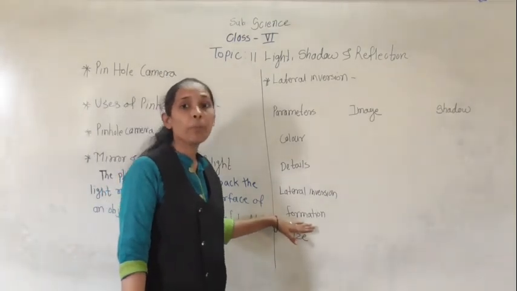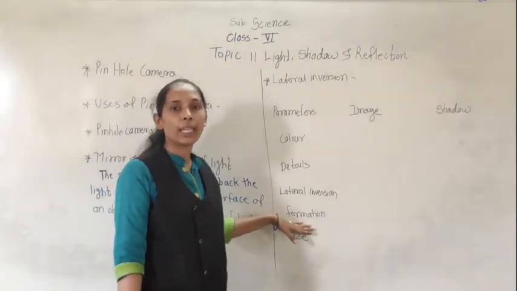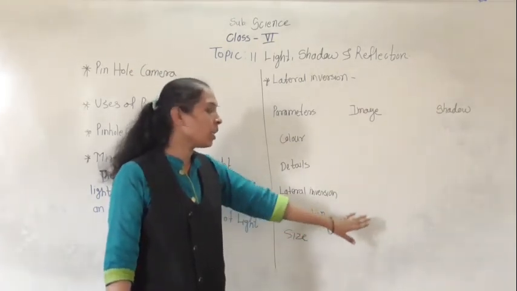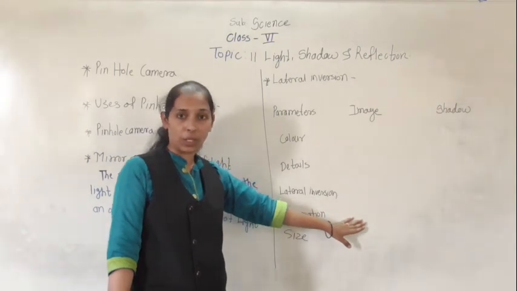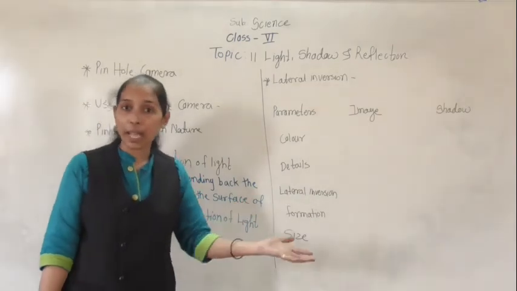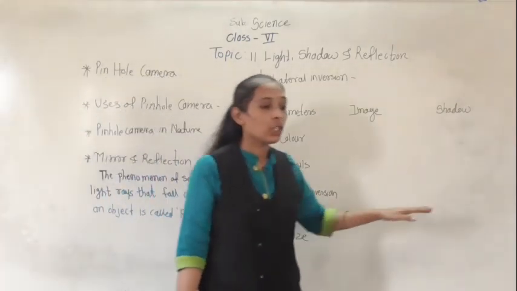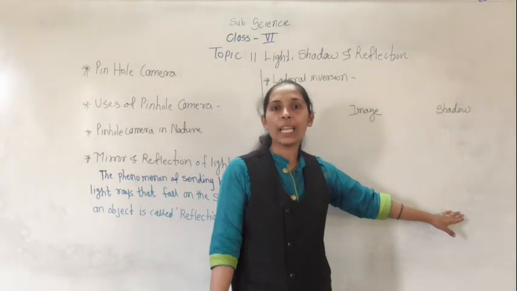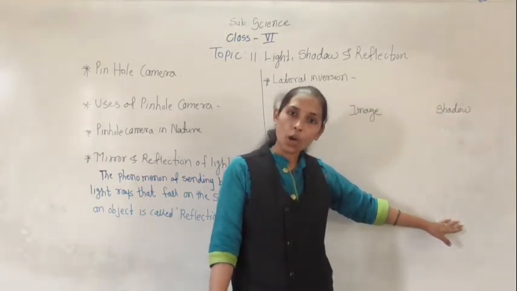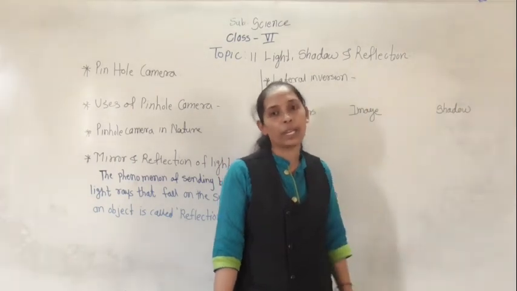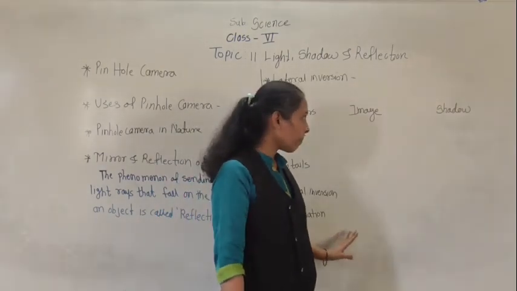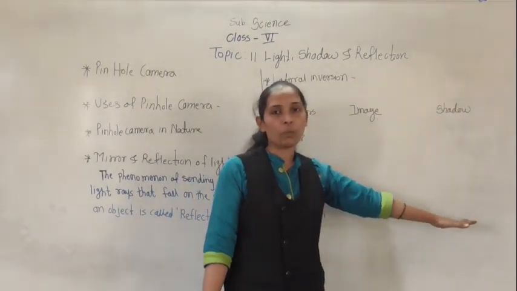So how does the image form? When the reflection of the light takes place through the plane mirror or from a smooth surface, then it forms the image. So we can say that the image is formed due to the reflection of the light. But how does the shadow form? Shadow is formed when the light rays are blocked by an opaque object, and at the back of that opaque object we get the shadow. So the reflection of the light forms the image, while the blocking of the light rays forms the shadow.